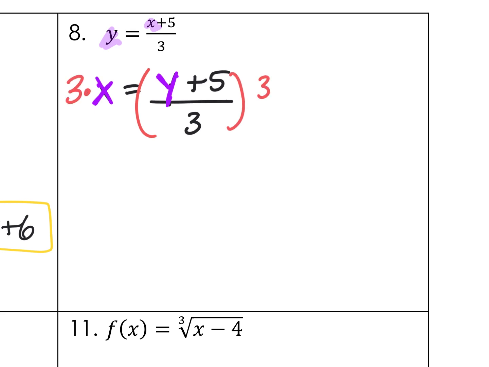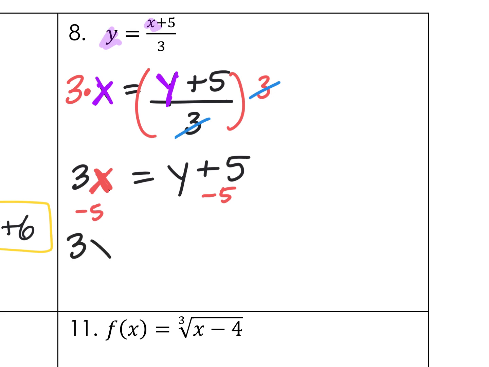The whole point of doing that, remember, is to cancel out the division. So you are just left with 3x is equal to y plus 5. And you're almost done. What do you got to do? Yeah, subtract 5. And you get 3x minus 5 is equal to y, but don't leave it like that. You need to write it in inverse form. The inverse of f of x is 3x minus 5.